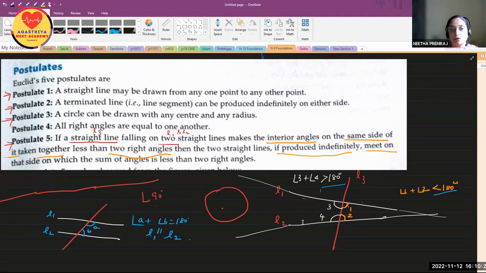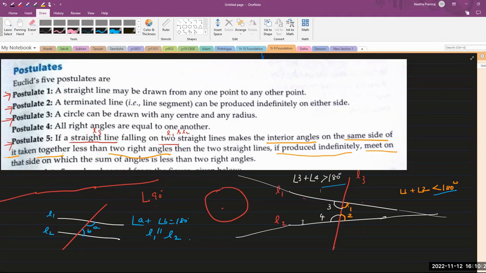Yes, Rehan, have you copied? Yes, ma'am. What about Seshatri? I have also written. Okay.